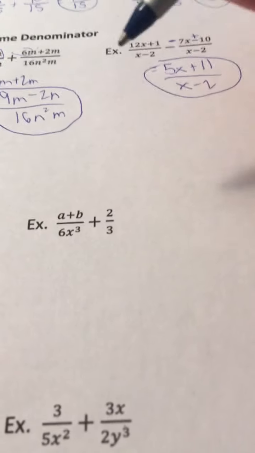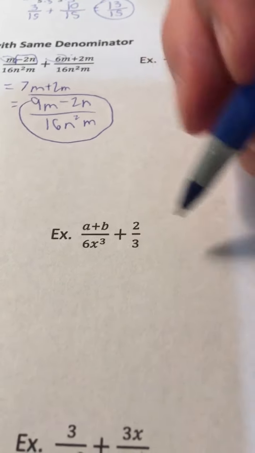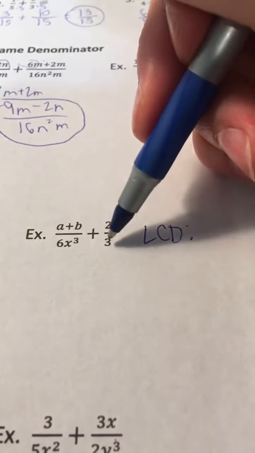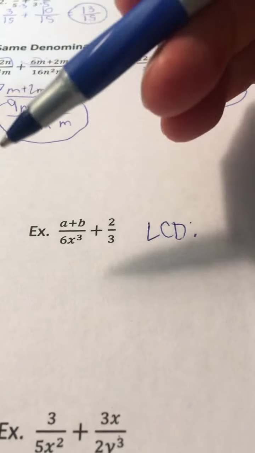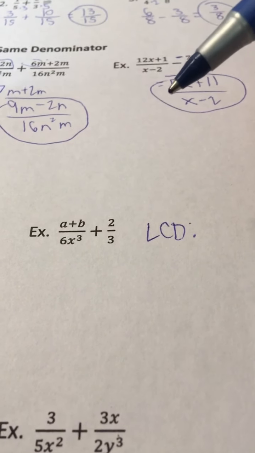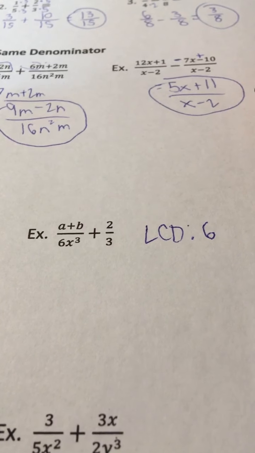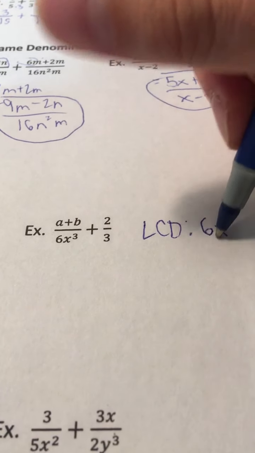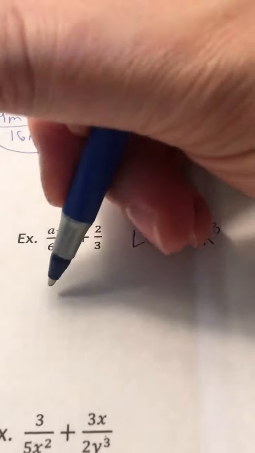Look at the next example. I need my common denominator. I have 6x to the third and I have a 3. So my LCD this time, let's just start with the numbers. 6 and 3. If you're looking for least common multiple, count by 6s: 6, 12, 18. Count by 3s: 3, 6, 9, 12. What's the first number to show up in both lists? It's 6. And then this one also has an x to the third in it, so I have to include that in my LCD. 6x to the third. That's my LCD.